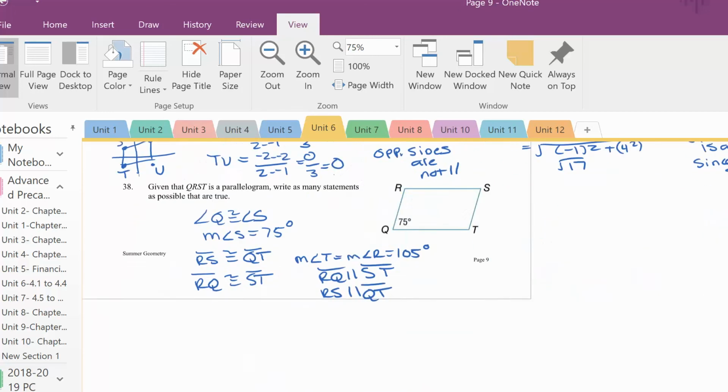And then for the last one, 38, given that it's a parallelogram, write as many statements as possible that are true. Well, you could say Q and S are equal because opposite angles of a parallelogram are congruent. That means measured angle S is 75. Opposite sides are congruent, so that's what I put there. And then consecutive angles are supplementary. That means R and T are both 105. And opposite sides are parallel, so RQ is parallel to ST and RS is parallel to QT.